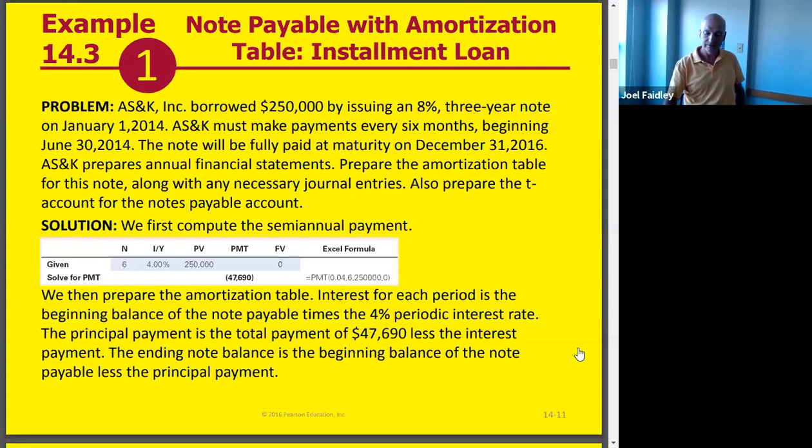All right, and the period is not 6 years, it's 3 years. But it's 3 years, 2 payments a year, so it's 6 payments. N is equal to 6. All right, and then we have $250,000. So the question is, what is my payment, PMT, going to be based on that? And the answer is $47,690.